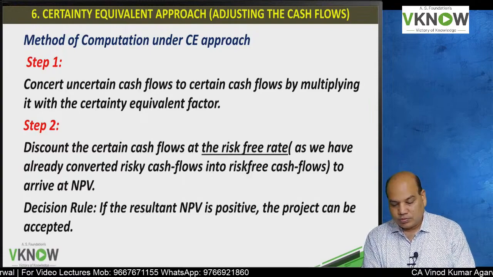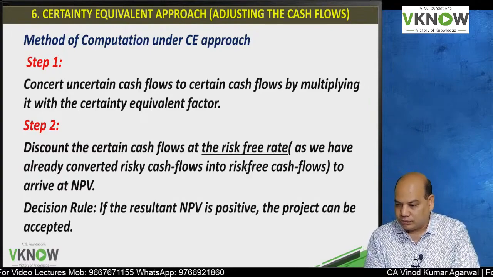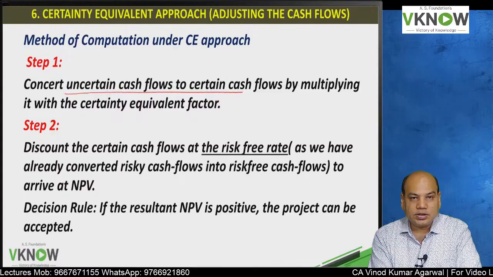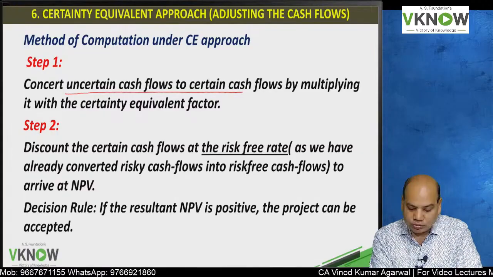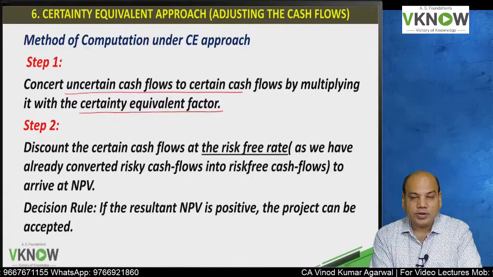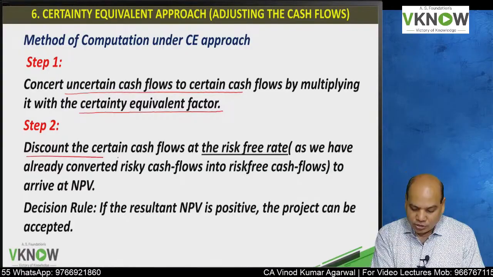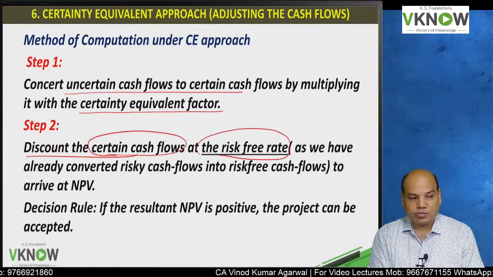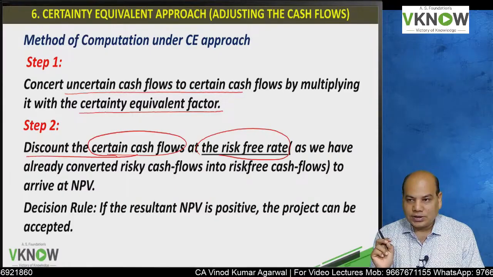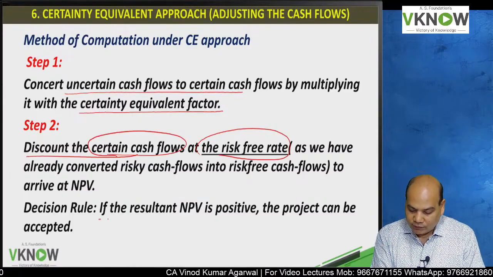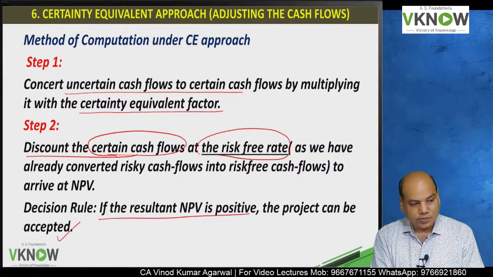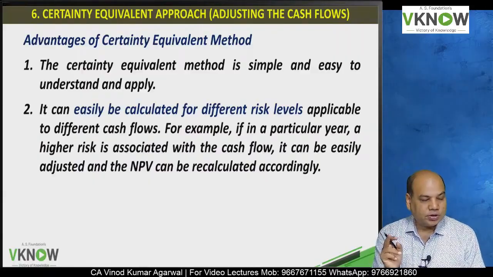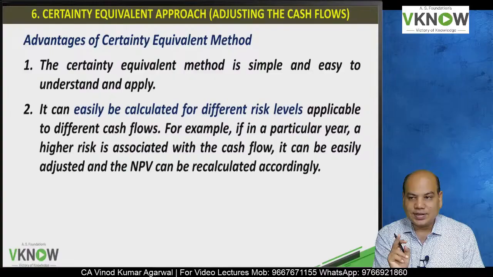How to compute NPV under CE approach. Step number 1, convert uncertain cash flow into certain cash flow by multiplying by certainty equivalent factor. Step number 2, discount the certain cash flow by risk-free rate. Because cash flow is risk-free, discount rate should also be risk-free. If the NPV is positive, accept the proposal. If NPV is negative, reject the proposal. Between two options, the one which has higher NPV will be selected.